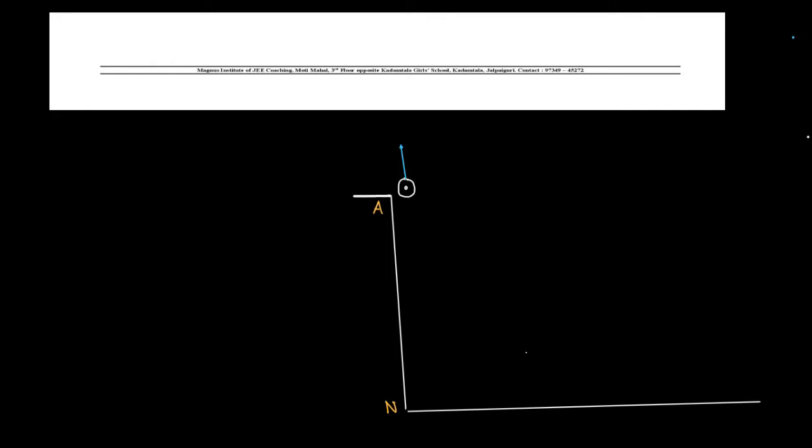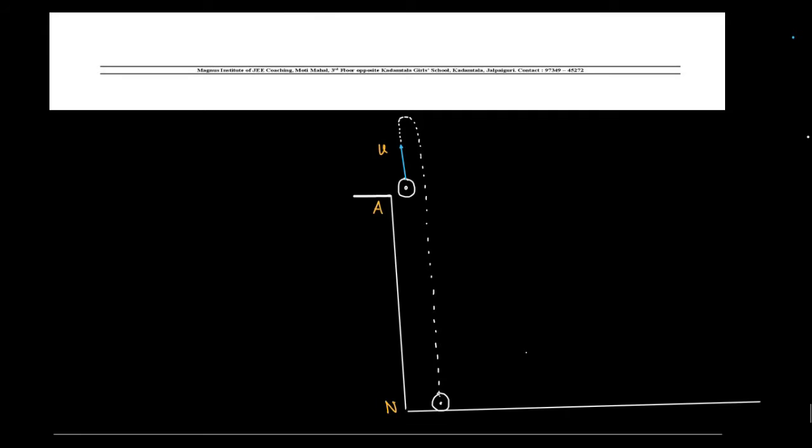This is the top of a tower from which a body is projected vertically upwards with the velocity u. A body of mass m will be projected from the point A, that means from the top of a tower, with the speed u, vertically upwards, and it will strike the ground at this point in time t1 second.